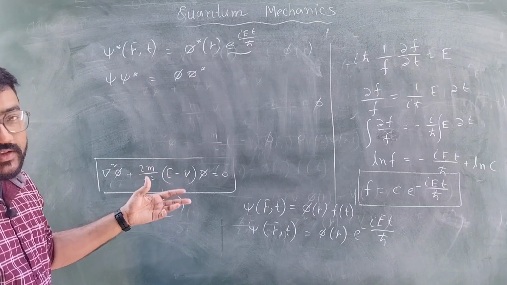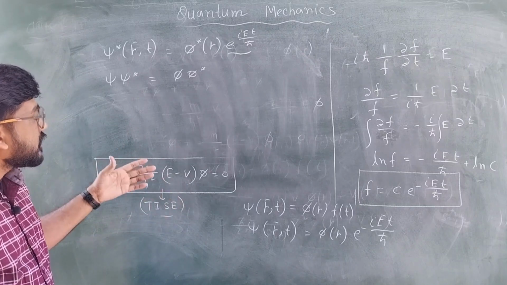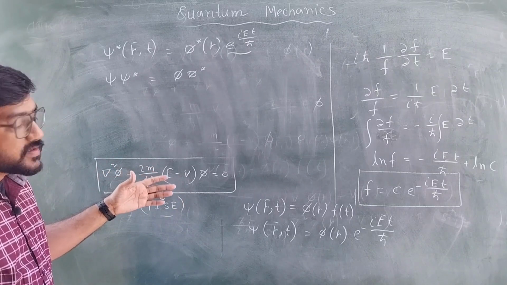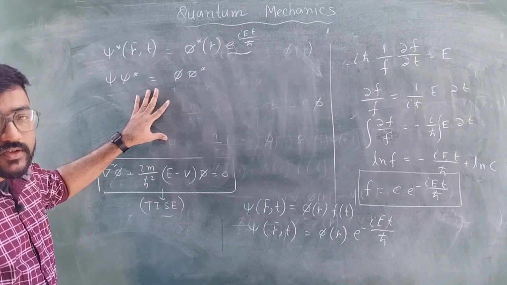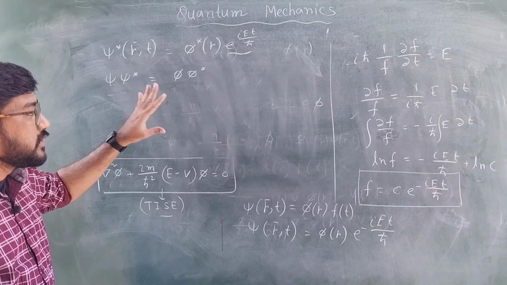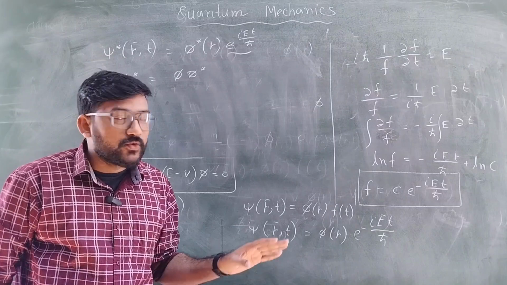This was the Schrodinger equation, and from the next class we will discuss various types of applications of the Schrodinger equation. And before that we have one topic also, called conservation of probability, that we will discuss in the next class. Okay, so for today, thank you.